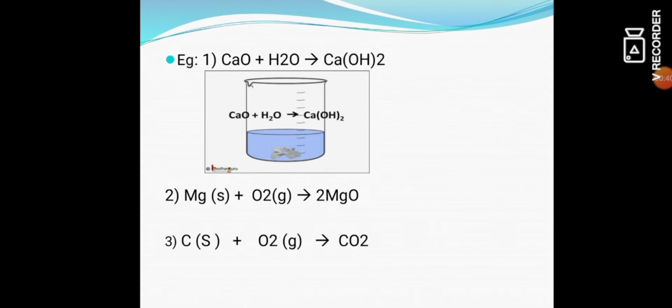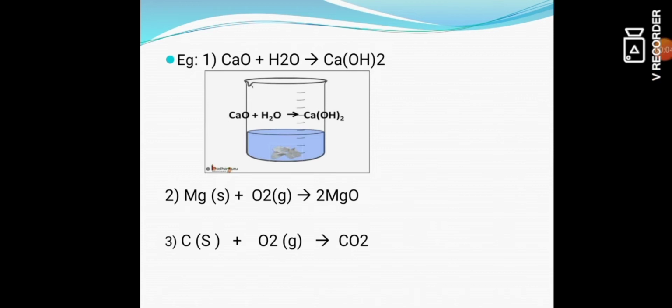For this reaction, we take one beaker and add 10 ml or 15 ml of water. To the beaker containing water, we add 1 spatula of calcium oxide, which is in solid state. After adding calcium oxide, stir the beaker well. Then you can see that both reactants, calcium oxide CaO and water, react together to form one single product, that is calcium hydroxide. The common name of calcium hydroxide is slaked lime. This is the first example of combination reaction.